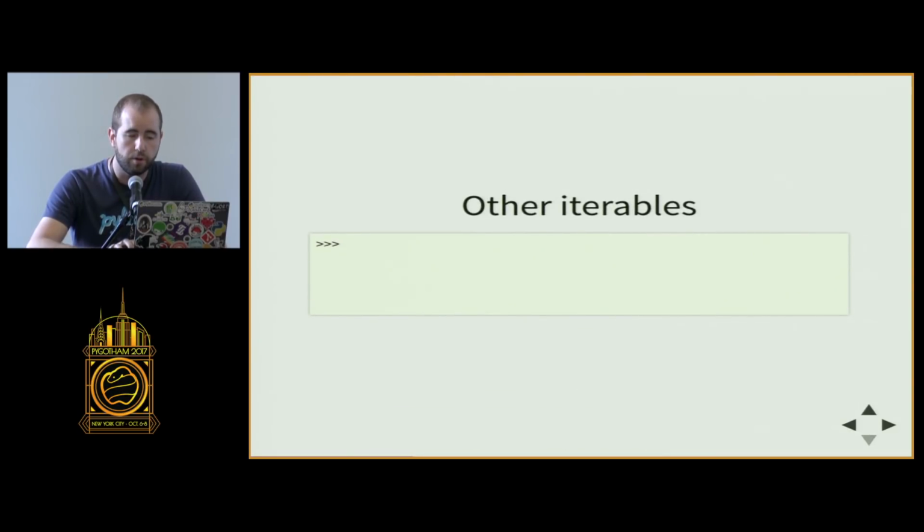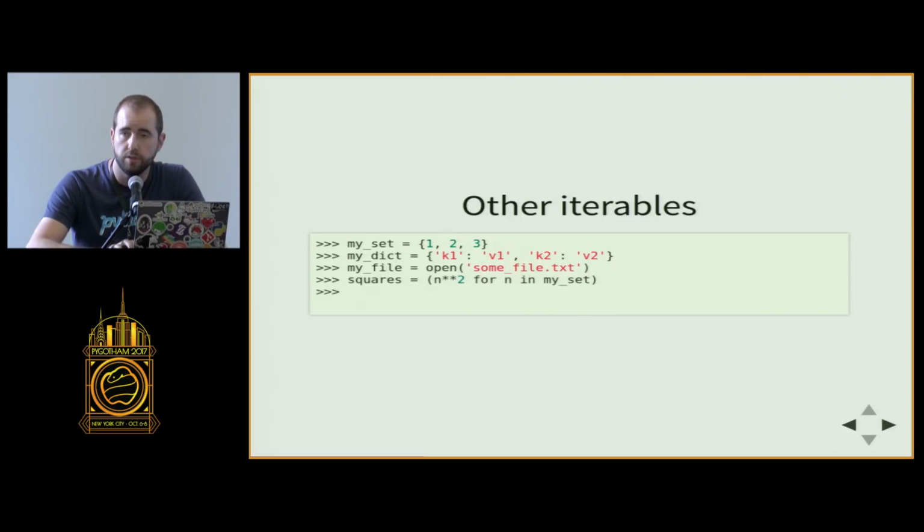Lots of things in Python are iterables, but many things in Python are not sequences. Sets are iterables, dictionaries are iterables, files are iterables, and generators that we've already seen are iterables. There are even infinitely long iterables. Count in the itertools module is an infinitely long iterable. None of these iterables here are sequences. So you can't assume that something is a sequence when someone says it's an iterable.